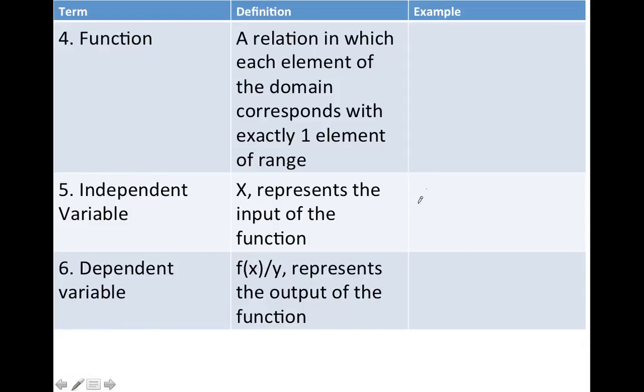So if we had f of x equals x plus 3, our independent variable would be x, and our dependent variable would be f of x, because we are going to plug in any number for x to figure out what our value would be for y, or f of x.